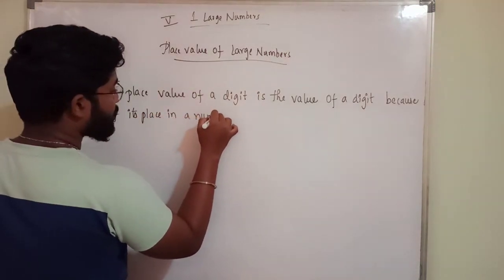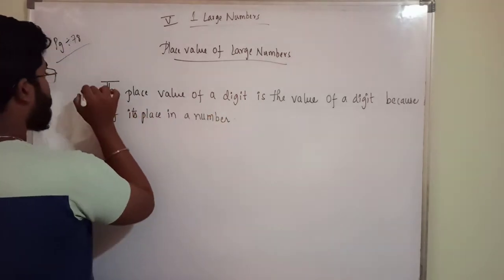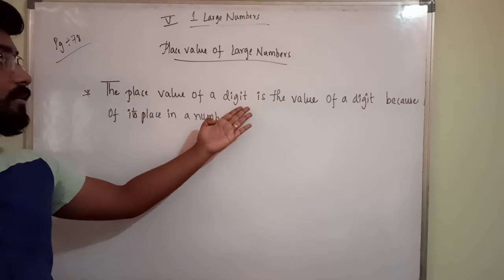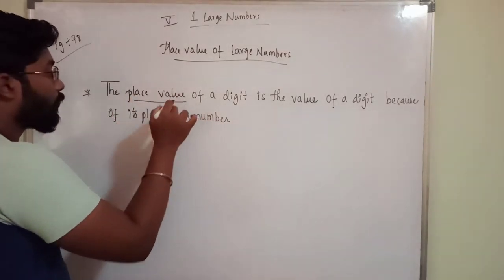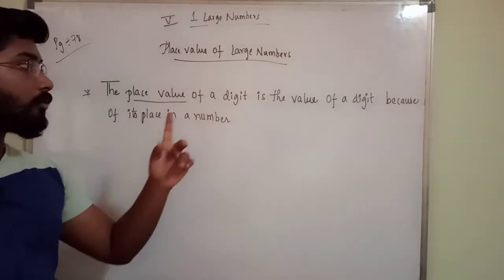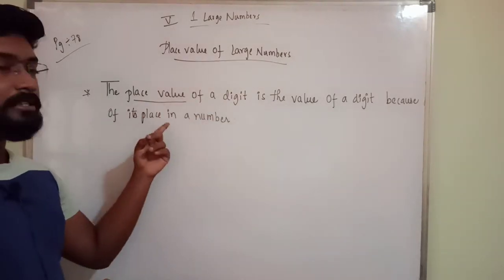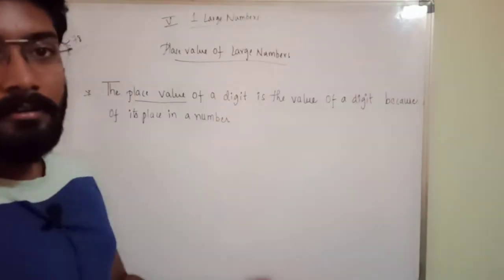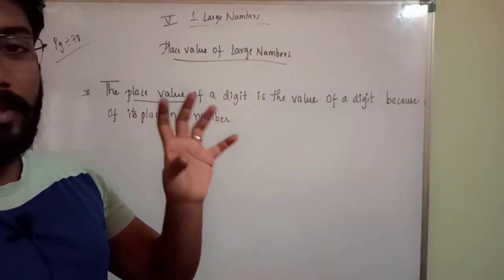So what is this sentence telling you? This is a bold letter statement I am writing. The place value of a digit, place value. What is this word saying? Place value. The value of the digit because of its place in a number means the value of the digit will change when the place of the digit is changing.